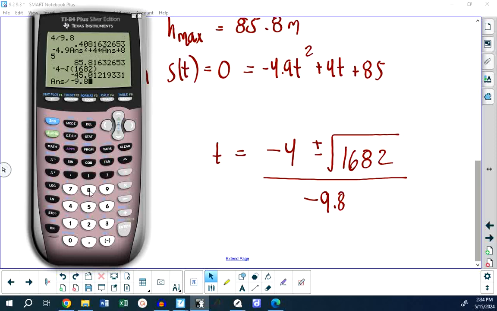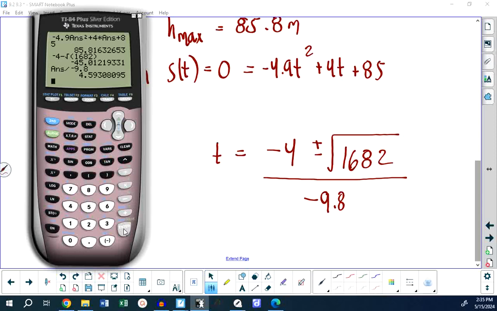A little bit of common sense goes a long way. I'm guessing that the square root of 1682 is bigger than 4. So if I take negative 4 plus that, the top of this will be positive, the bottom will be negative. I cannot have a negative time. So I'm getting about 4.6 seconds.